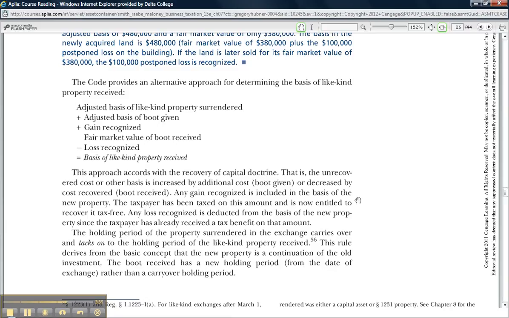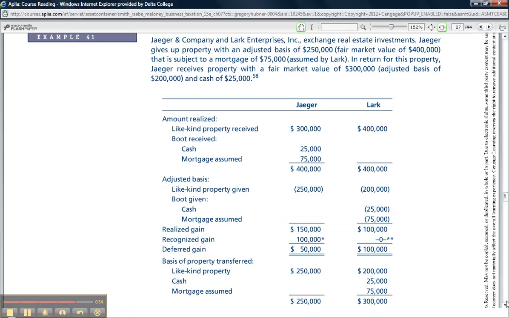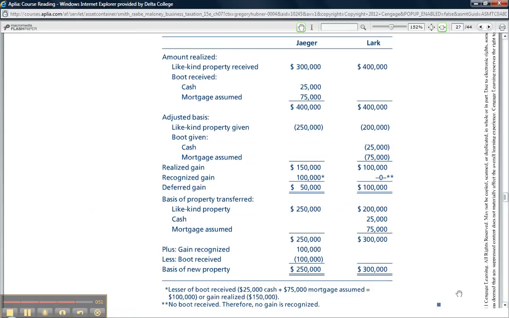But the easiest way to get basis in the property received is to take the fair market value of the new property received and then simply subtract any deferred gain that taxpayer has from the like-kind exchange, or add any deferred loss from the like-kind exchange. So depending on whether you've got gain or loss deferred, you add the deferred loss or subtract the deferred gain. So you'll see in this big example right here, when you get down to how to calculate the basis of the new property, they go through a bigger convoluted calculation. I think you should look at what I just explained. It makes it a whole lot easier.